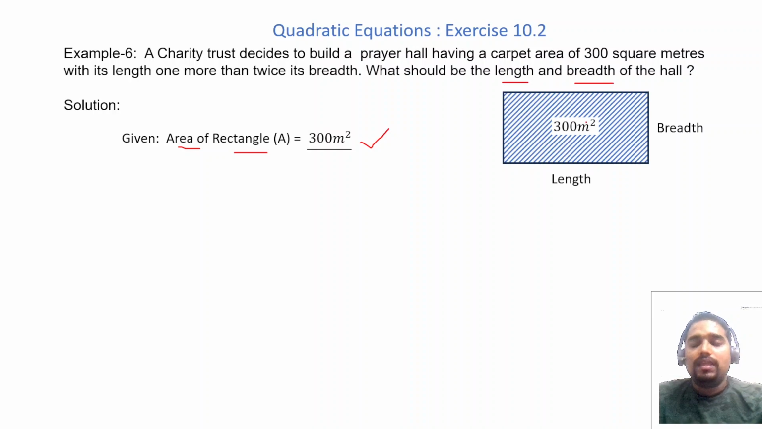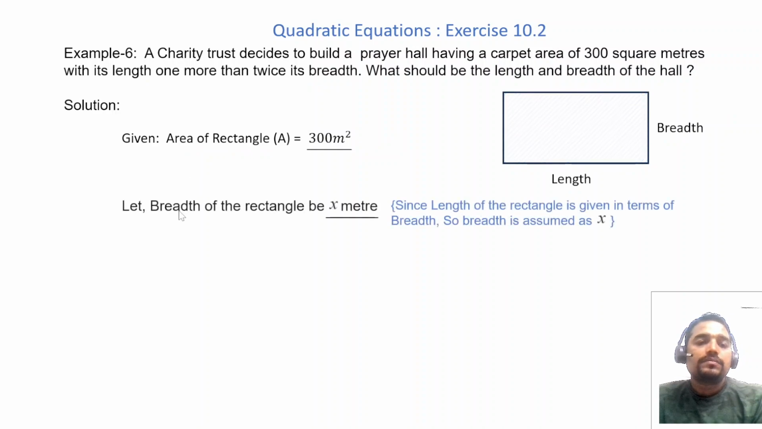To build a quadratic equation we will have to assume something as x. Either we can assume length as x or breadth as x. Because the length is given in terms of its breadth, let us assume breadth as x. Let the breadth of the rectangle be x meters.